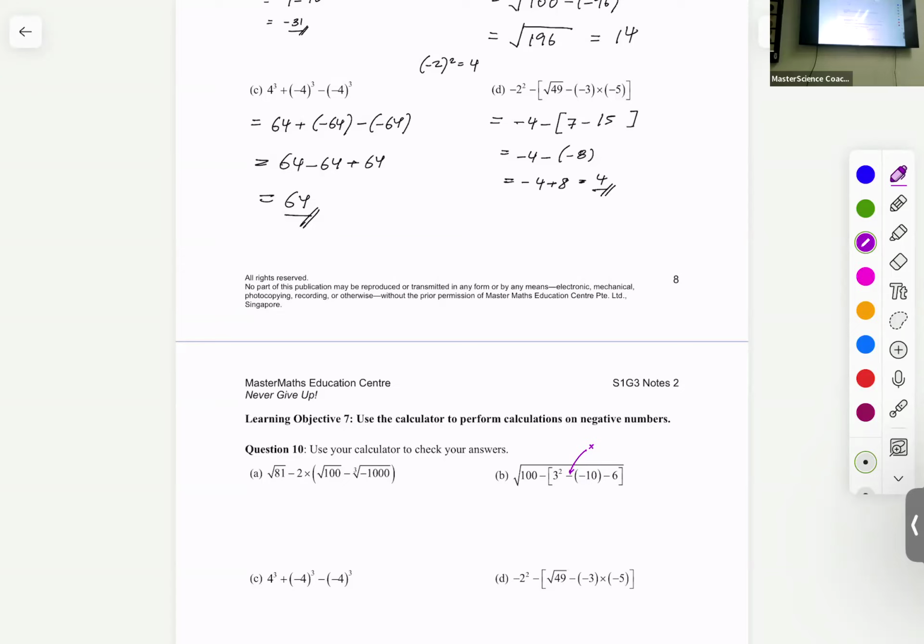Correct. And then D, fast. This one the -2, there's no bracket.